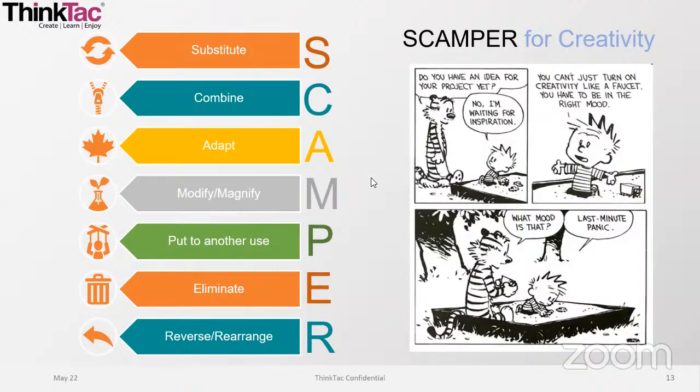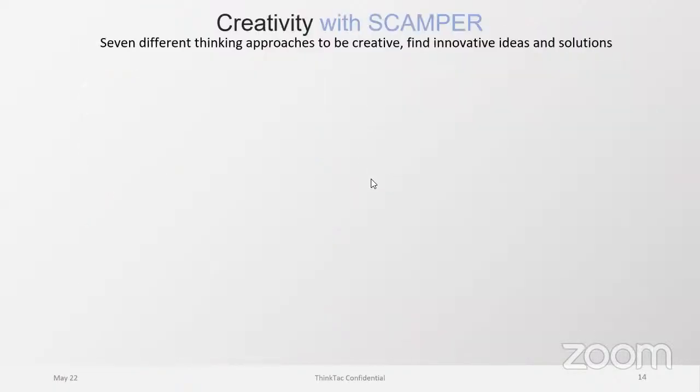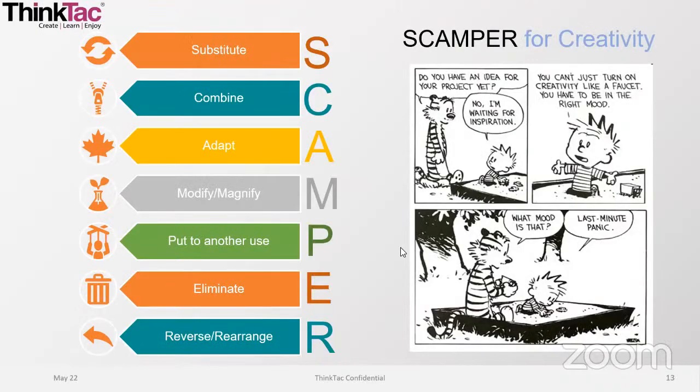So SCAMPER for creativity. SCAMPER is a methodology that could be used to actually become more creative. These are 7 different thinking approaches, which can help you to be creative and innovate new ideas and solutions.